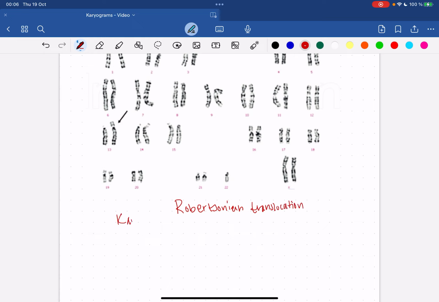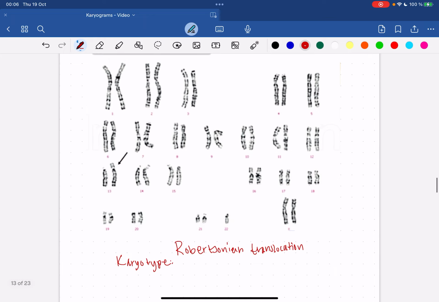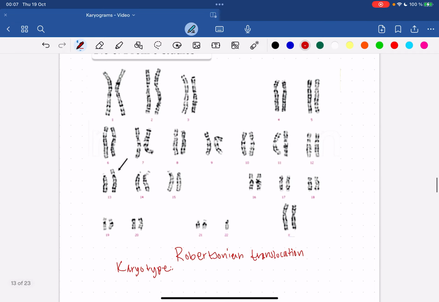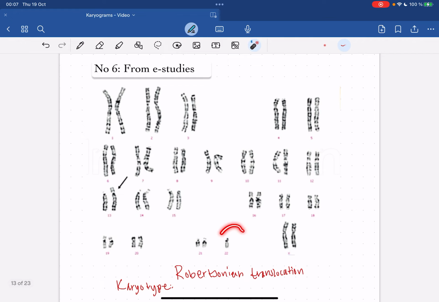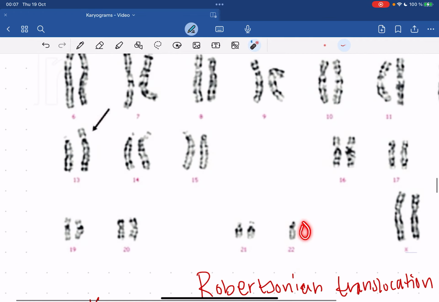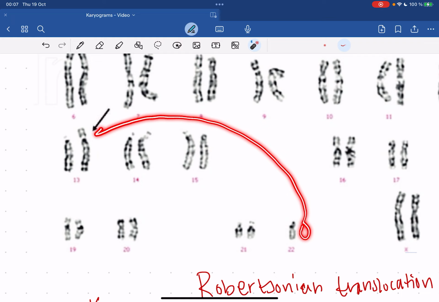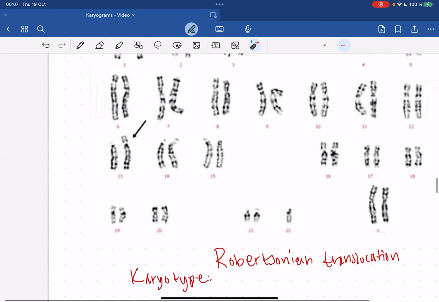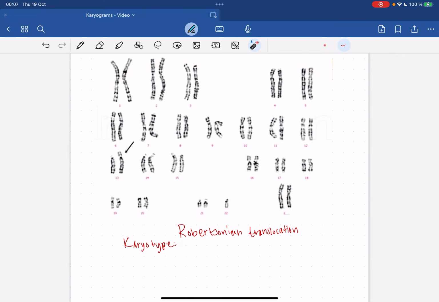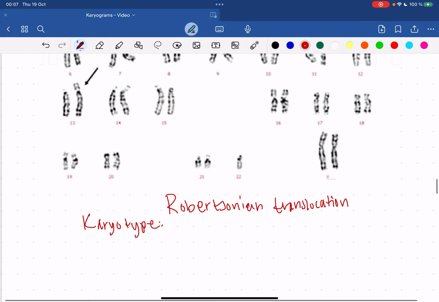And the karyotype would be right here. Karyotype would be... sorry, one less chromosome. And where did this chromosome go? It went right here where the arrow points. So right here, that's where it went. It just migrated here. So this person is completely healthy because there's no loss nor gain of information.